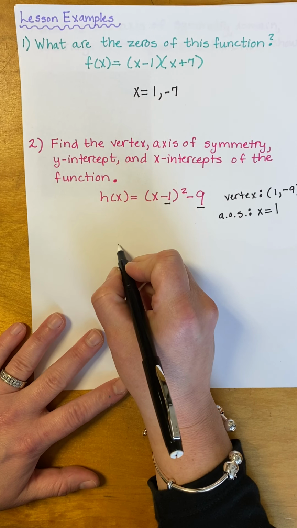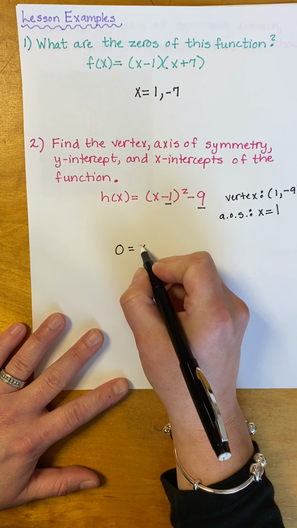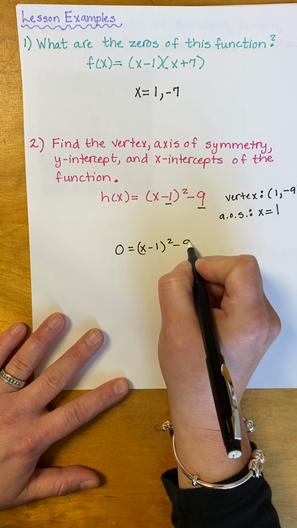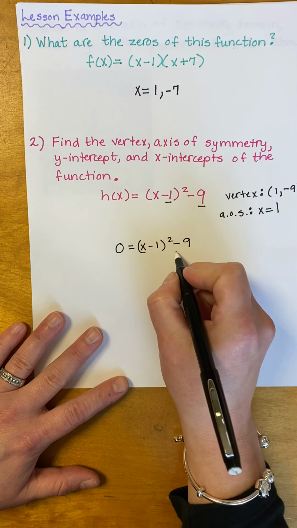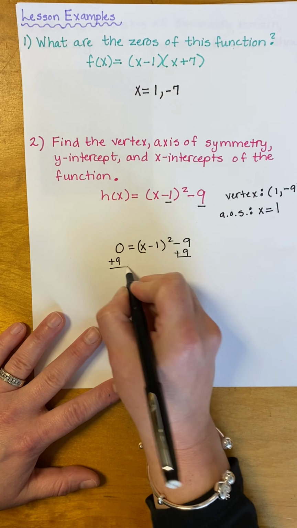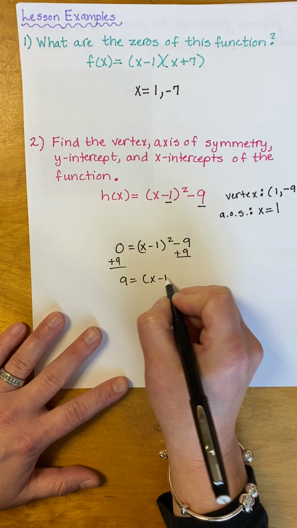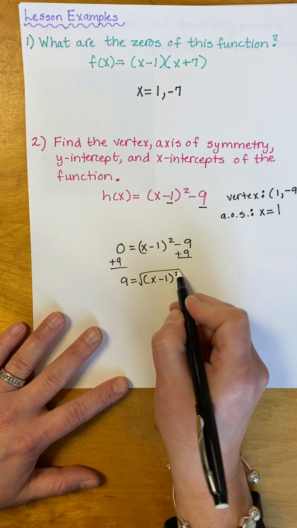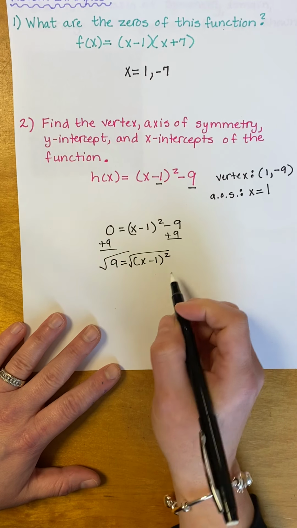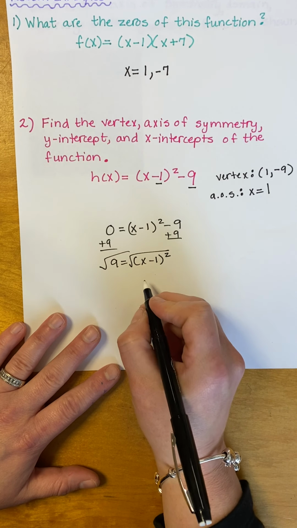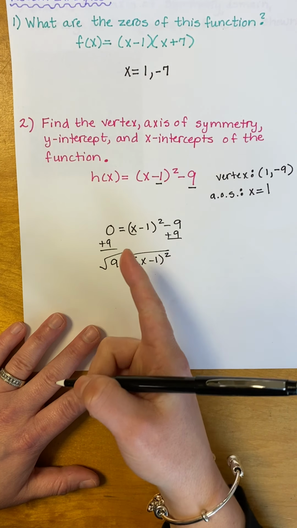So if we solve this, I'm going to set it equal to 0. 0 equals x minus 1 squared minus 9. So I'm going to move this 9 to the other side by adding it. So we get 9 equals x minus 1 squared. To get rid of a square, you take the square root. Now remember, if something squared equals a number, you have to consider both the positive and negative.